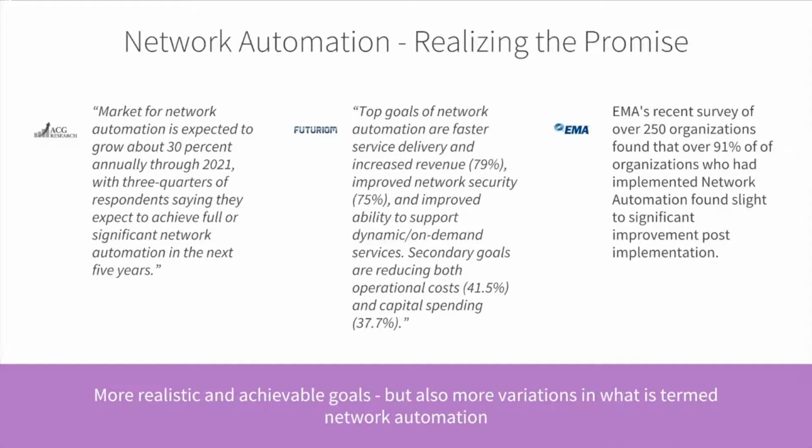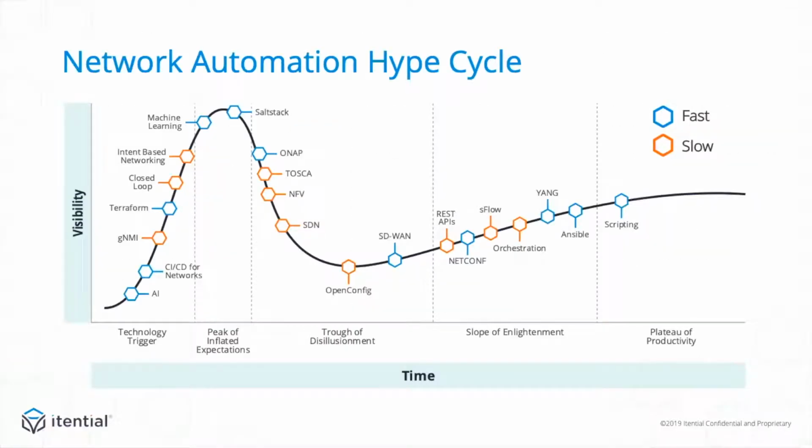And the positive thing about network automation is in an Itential-sponsored survey that EMA did, an independent survey, they reached out to 250 organizations who had implemented network automation, and they found that over 91% of them actually had positive improvement. And so that is resounding support for the promises of network automation. And I think, with statistics like this, network automation is a lot more real than what we talked about, and has value.